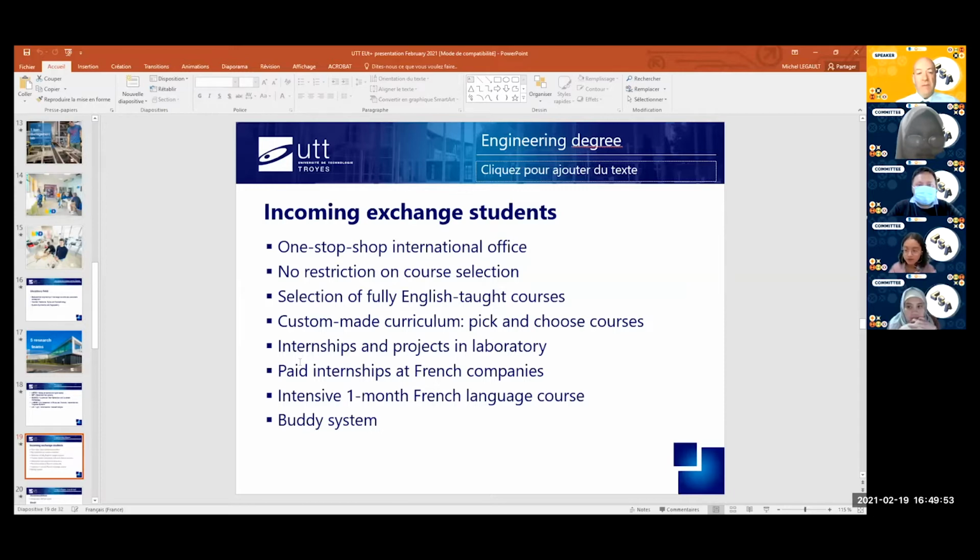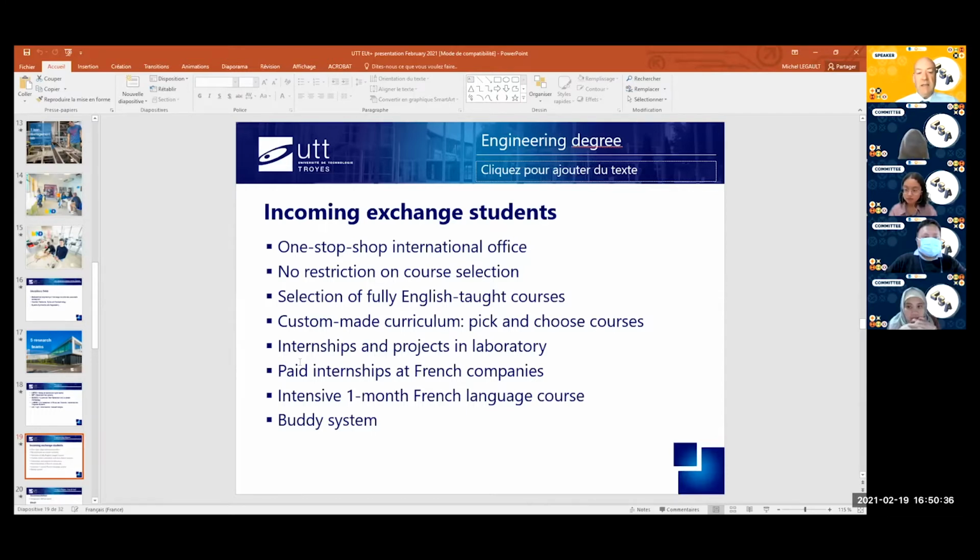Now, more important, I would say, for the incoming exchange students, we work on the basis of a one-stop shop. That is to say, all international students, if they have questions or any of their concerns, they can go to the international office where they will meet with our staff that will help them solve their issues. When they come to UTT, there is no restriction on the course selection. Most courses are taught in French, but some courses are taught in English. You will be able to find a list on our website.